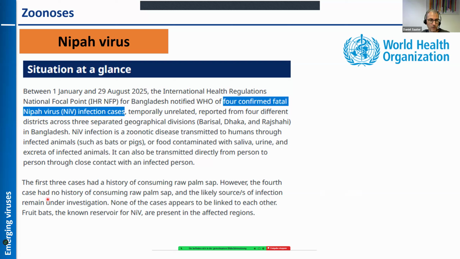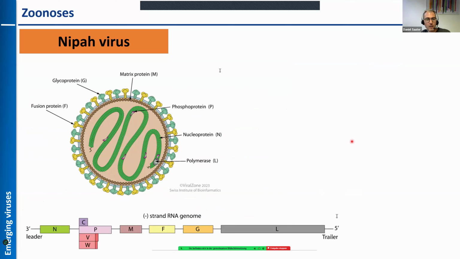However, the 4th case had no history of consuming raw palm sap. So somehow there's a role of palm sap in Nipah virus transmission. We'll come to this on the following slide. Just briefly, what is Nipah virus? Nipah virus belongs to the mononegavirales. So it has a negative strand, single-stranded RNA genome. Actually, measles virus belongs to the same group, for example.